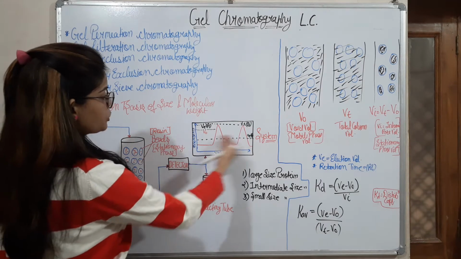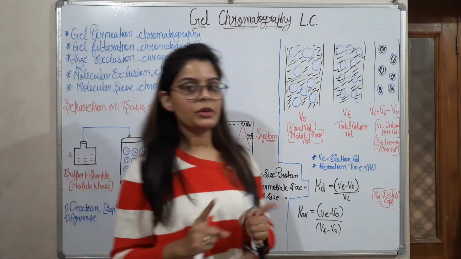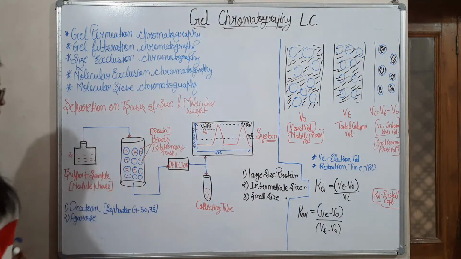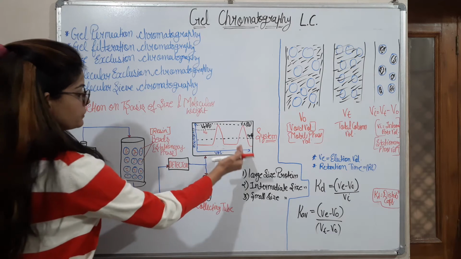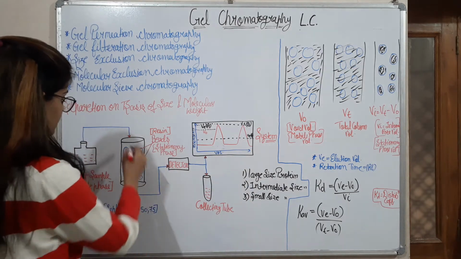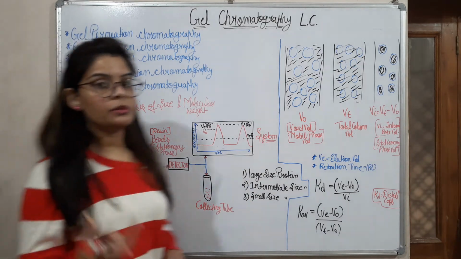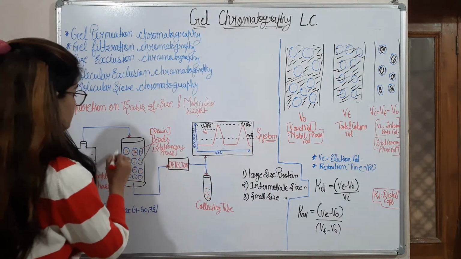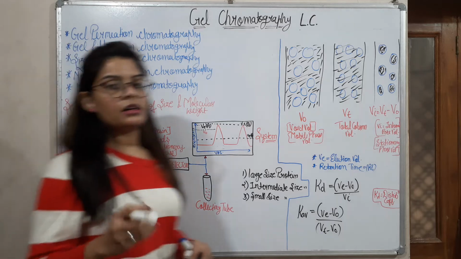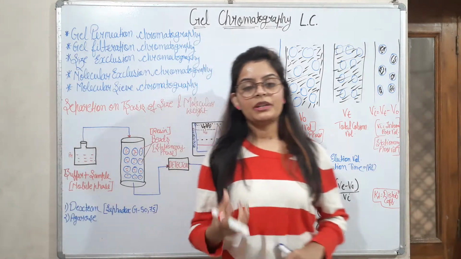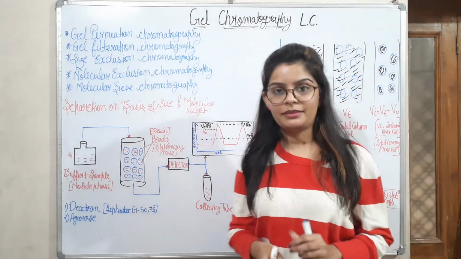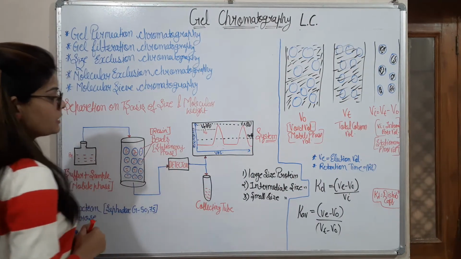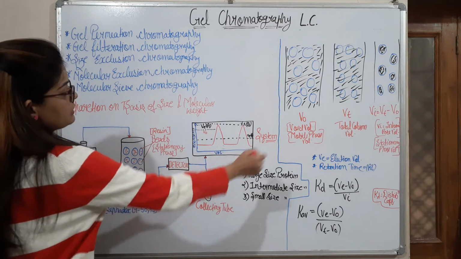Whatever the result, it will be shown here in the form of a graph because it is chromatography. Now, first of all the large protein comes out. Why not the small size protein? The reason is that these beads are porous, so the small size or intermediate size protein goes inside the beads because they are porous. The large size protein comes out and is collected in this collecting tube, and then you will get this kind of graph.